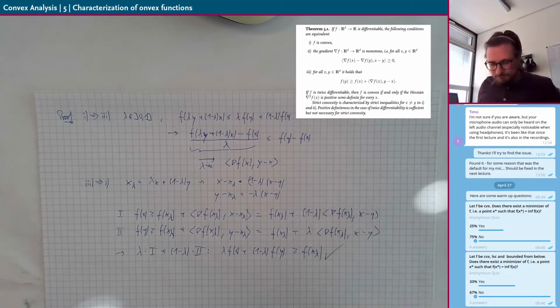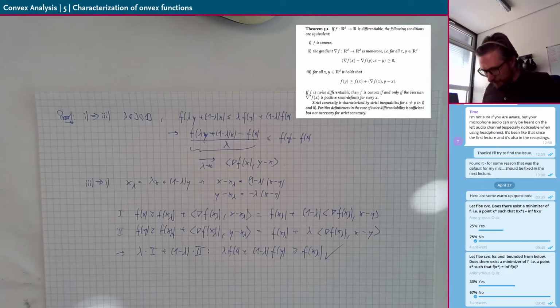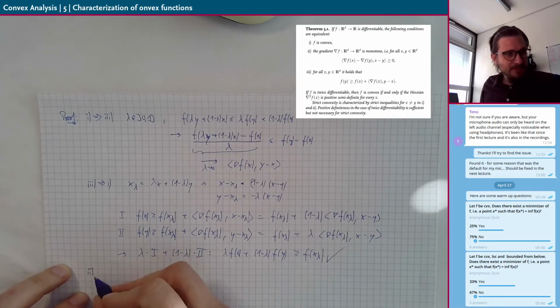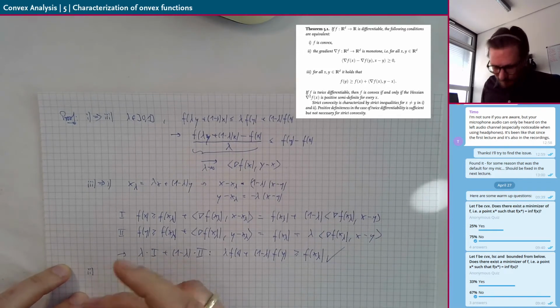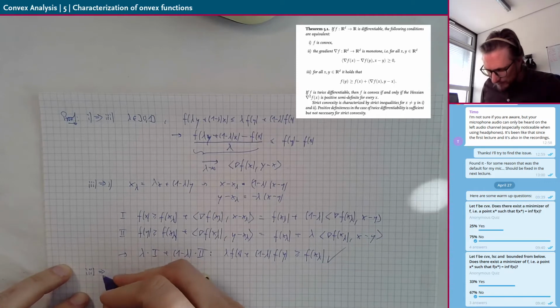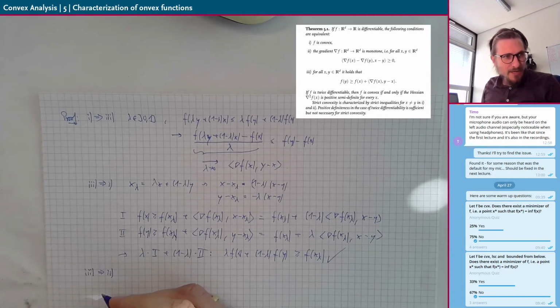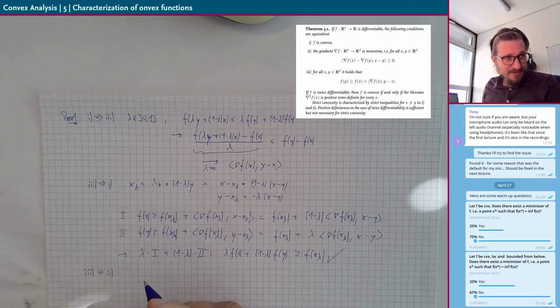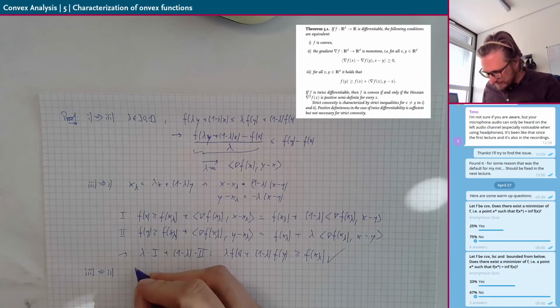Okay, that's an equivalence of 1 and 3, and now the equivalence of 2 and 3. So this direction, 3 implies 2. We had that already. Yeah, it's very simple. It's again writing these inequality 2 times and adding these inequalities. I do it again here for completeness.